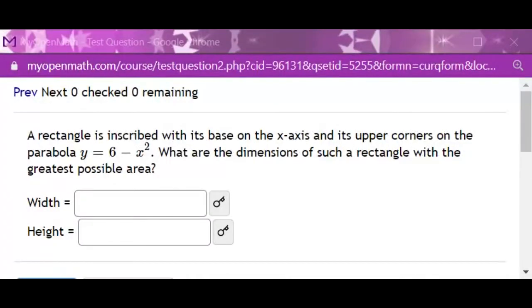In this video, we will be looking at question number 10 from the 3.3 homework. A rectangle is inscribed with its base on the x-axis and its upper corners on the parabola y equals 6 minus x squared. What are the dimensions of such a rectangle with the greatest possible area? Let's start by looking at a picture of what this all means.